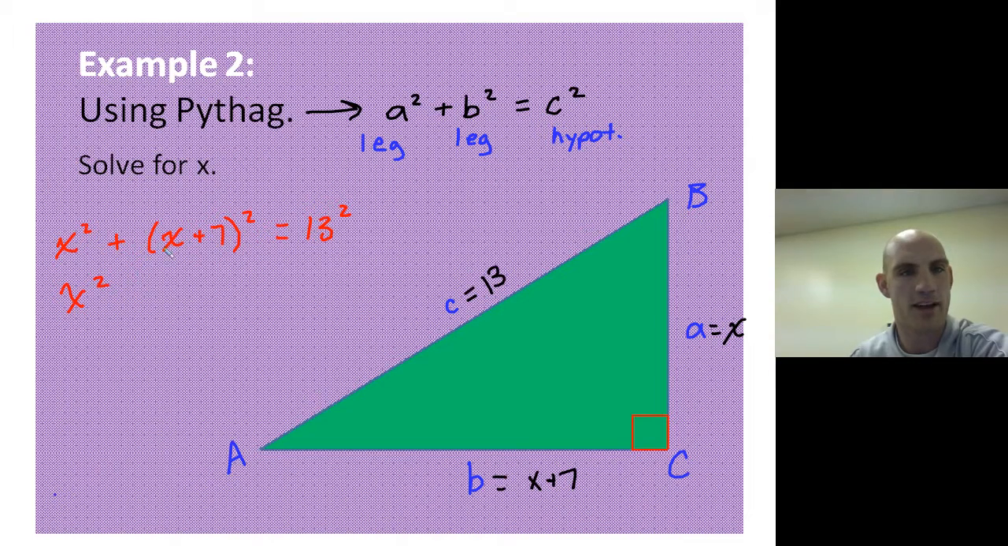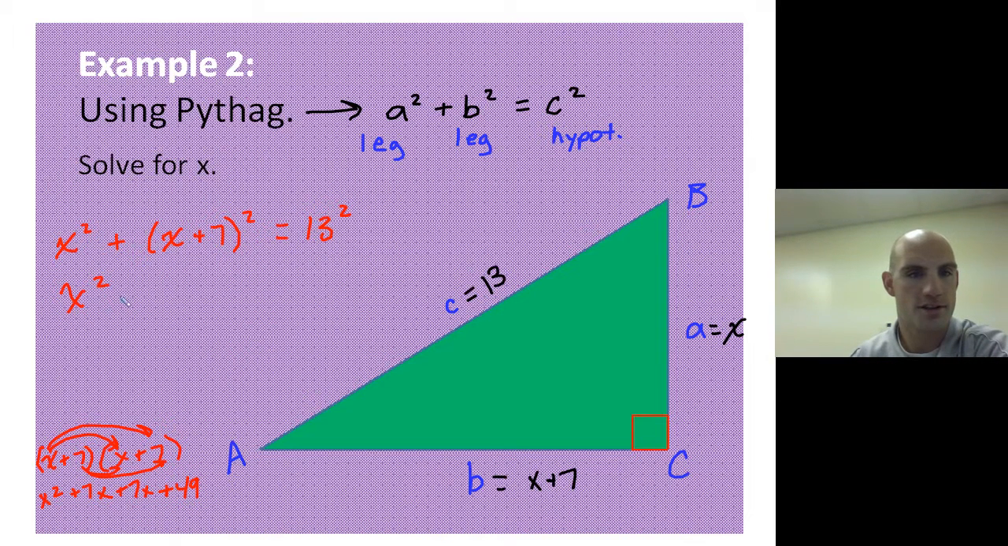We have x squared, and then this is going to be a little foiling action here, right? Do you remember how to FOIL? Okay, let's look down here. X plus 7 squared is really x plus 7 times x plus 7. So we'll have x squared, x times x would be x squared, x times 7 would be plus 7x, inside plus 7x, last plus 49. All right, and so we're going to have plus x squared plus 14x plus 49 equals 13 squared, which is 169.